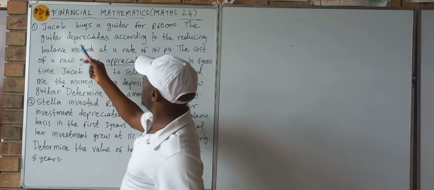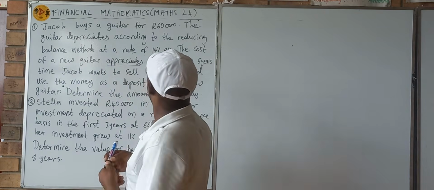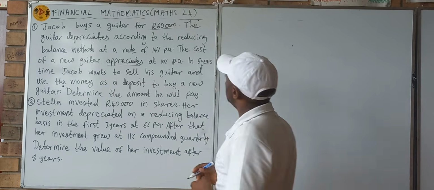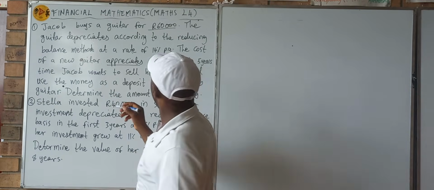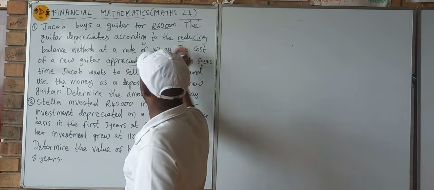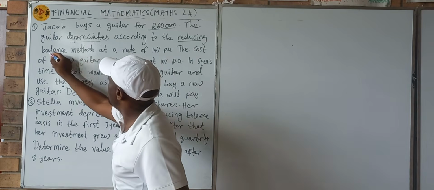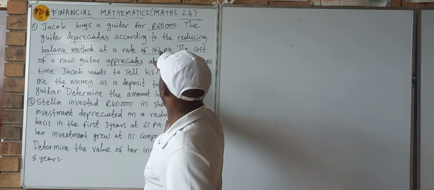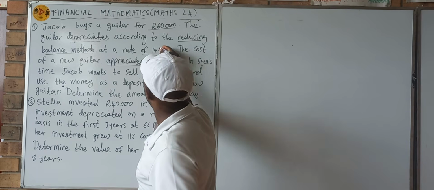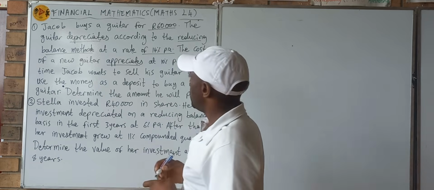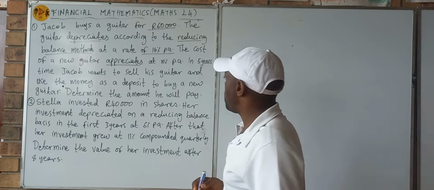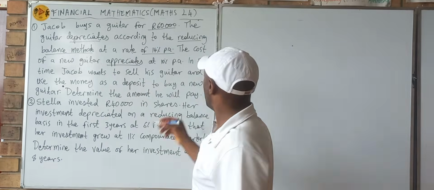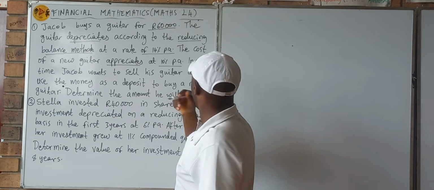So this problem says Jacob buys a guitar for 60,000. That's the original cost. The guitar depreciates according to the reducing balance method at a rate of 14% per annum. So that is our story. Then the cost of a new guitar appreciates. So this means they are now taking us to simple and compound interest at 10% per annum.